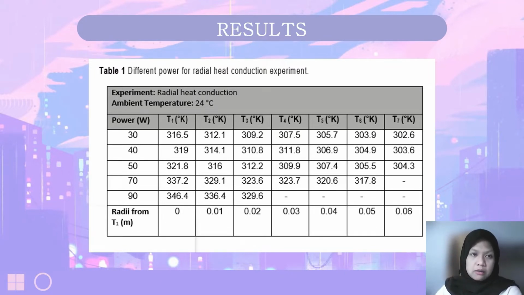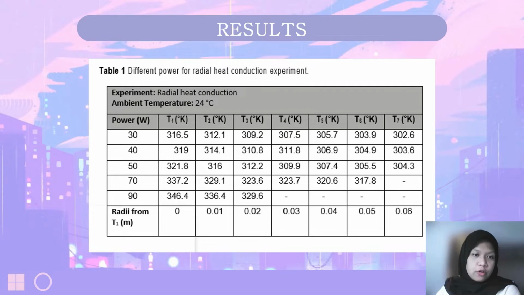As you can see here, the value of temperature for T1 until T7 for all the power is decreasing. For example, for 30 watt, it starts from 316.5, and then it decreased to 312, and then 309, then decrease again until 307, and then 305, and then 303, and then the last value for temperature 7, which is 302.6. It slowly decreased from T1 until T7.